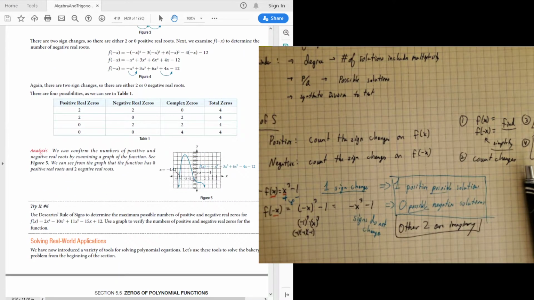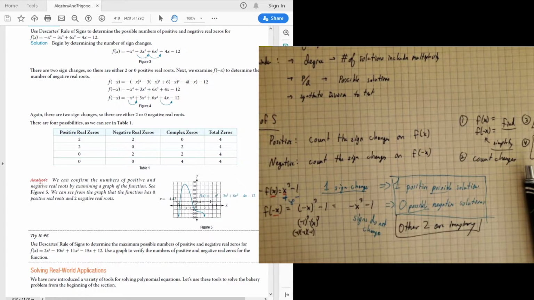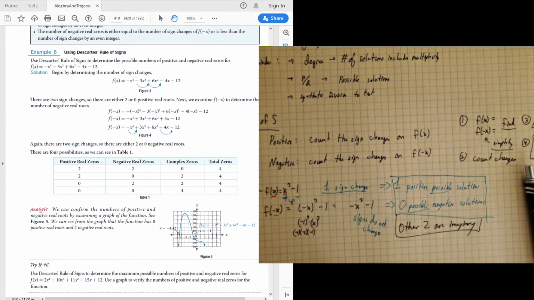So in your textbook, this example, I'll go back to it now. It starts by counting the sign changes. There's a single sign change. So we have negative to negative. That's not a sign change. We have negative to positive. So this counts as 1. We have positive to negative. This counts as 2. And then negative to negative.